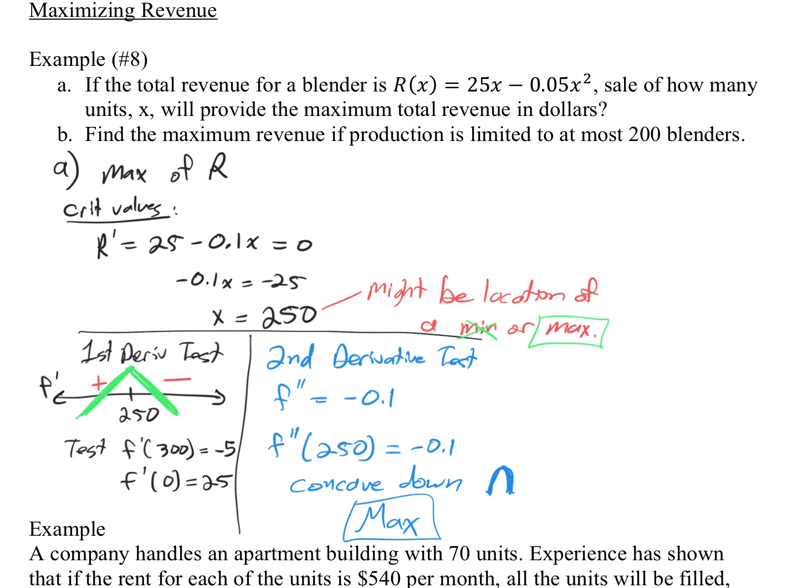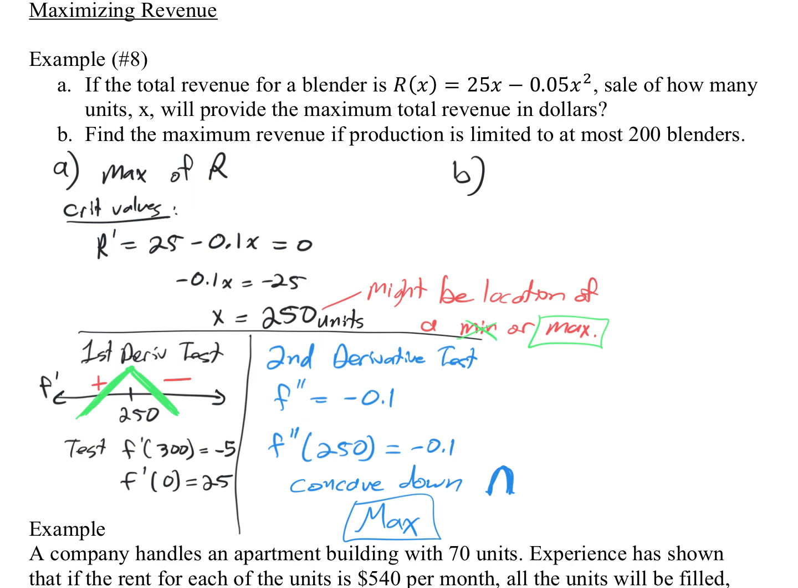So let me reread the question. It says, the sale of how many units will provide the maximum total revenue in dollars? We have answered A. This many units will maximize this function. Second question, we want to find the maximum revenue if production is limited to, at most, 200 blenders.